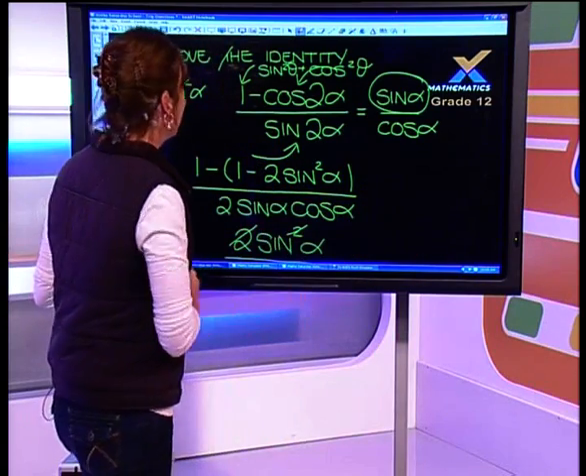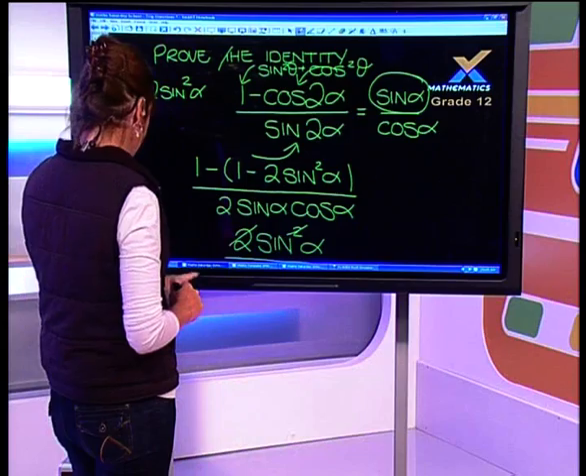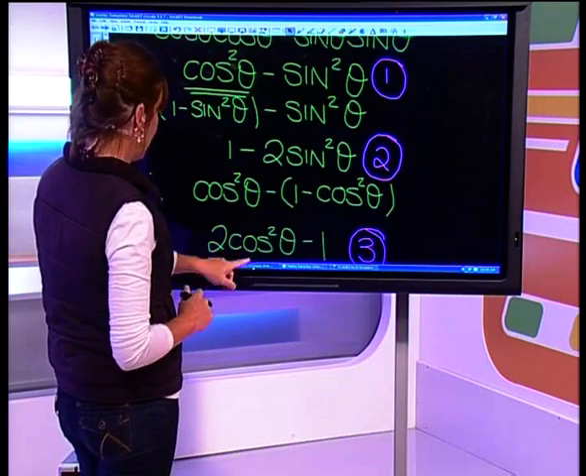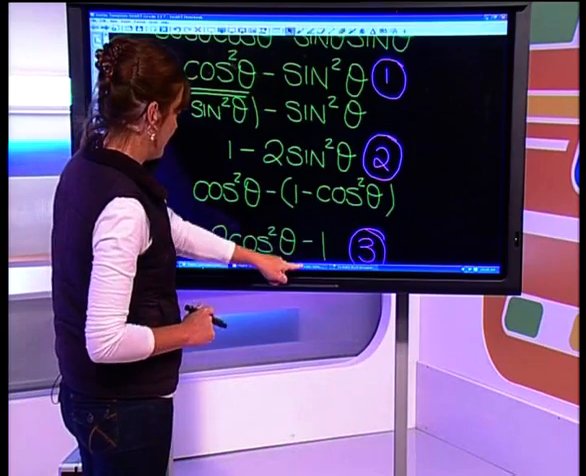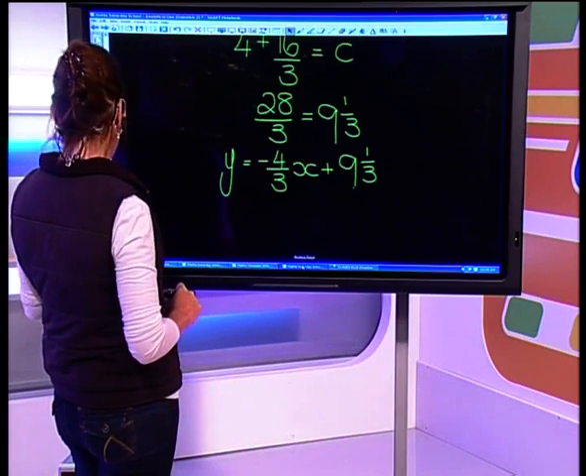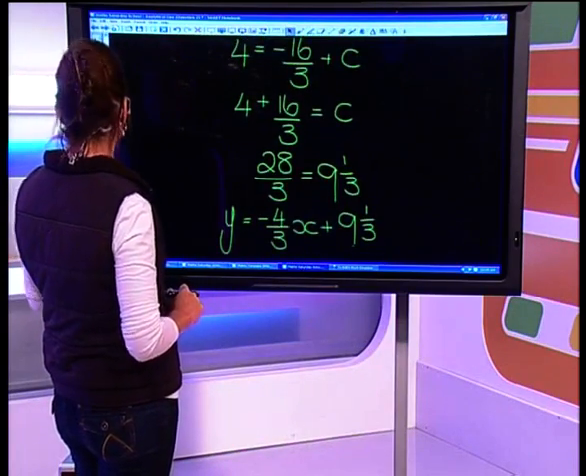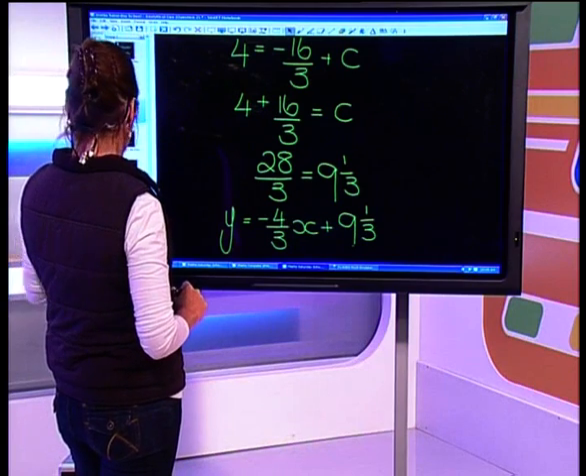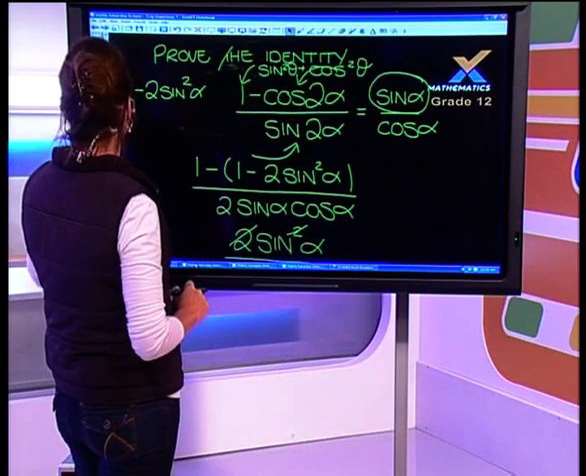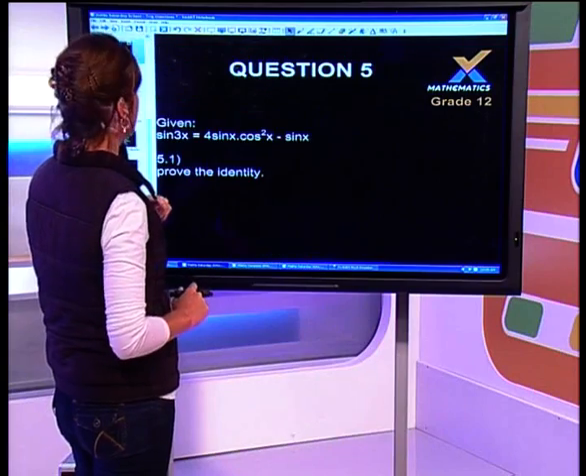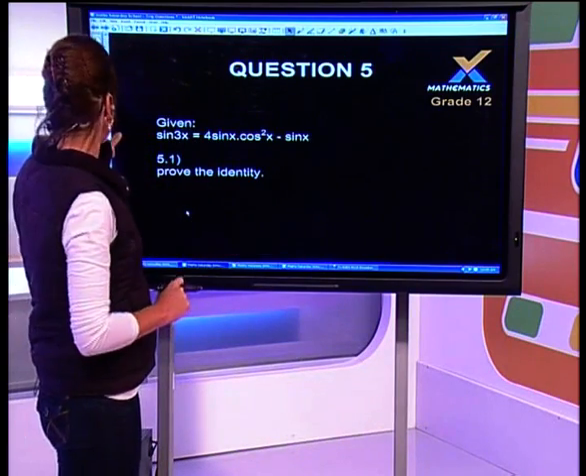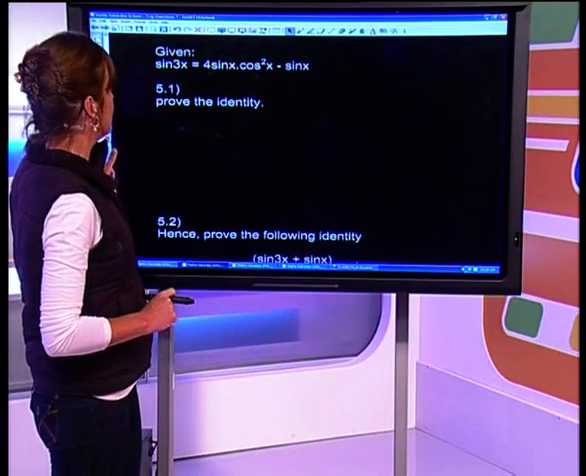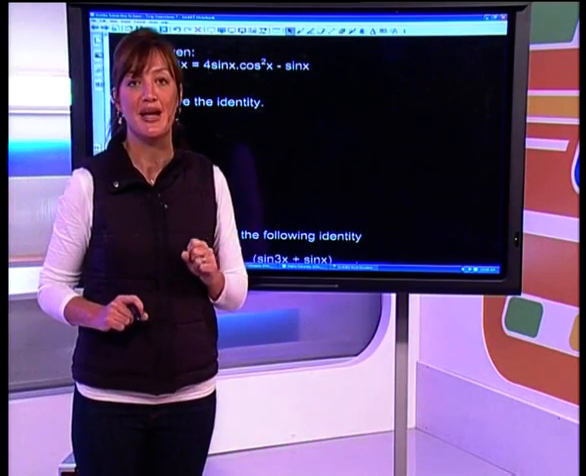Okay, right. Let's have a look at our other trig examples. Okay, our trig examples are over here. Right. Okay, let's have a look at another example of proving an identity. They're always worthwhile to do because we've always got them in our exams.